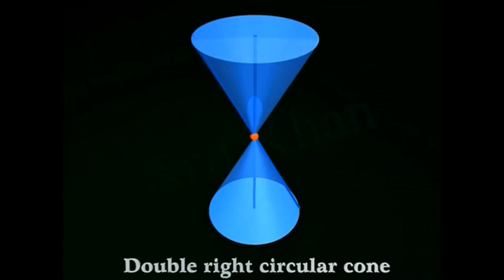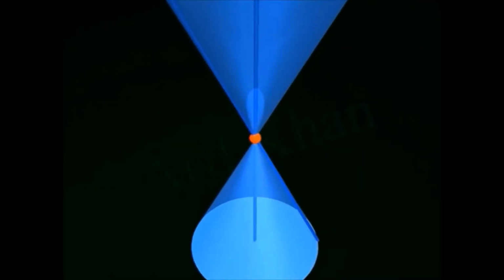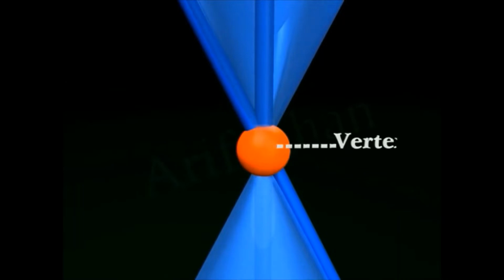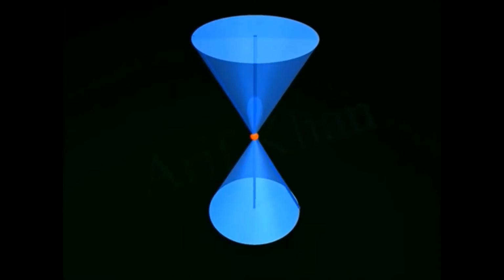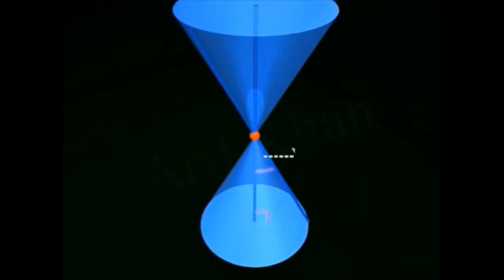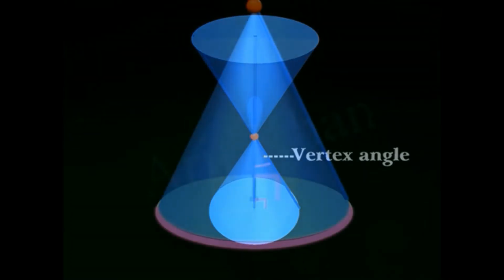The double right circular cone consists of two cones joined at a fixed point called the vertex. The line that rotates about the vertex is called the generator, and the line that remains fixed is called the axis. The angle between the generator and the axis is called the vertex angle.